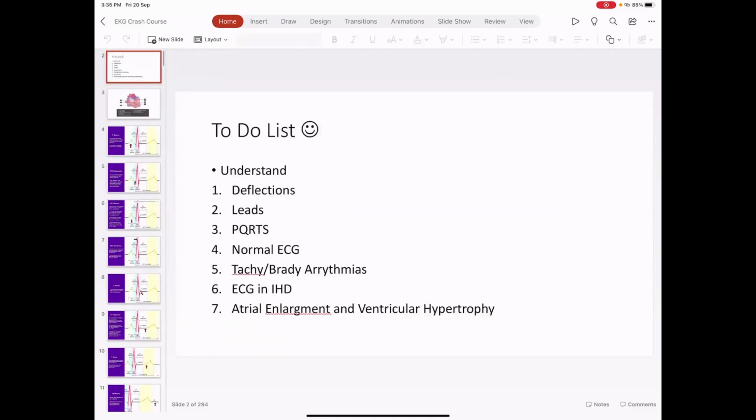This lecture will cover around 5 or 6 of your clinical lectures. So we're gonna go through ECG basics, the tachyarrhythmias, bradyarrhythmias, ECG in ischemic heart disease, and atrial enlargement and hypertrophy, ventricular hypertrophy. So that's around 5 or 6 lectures.